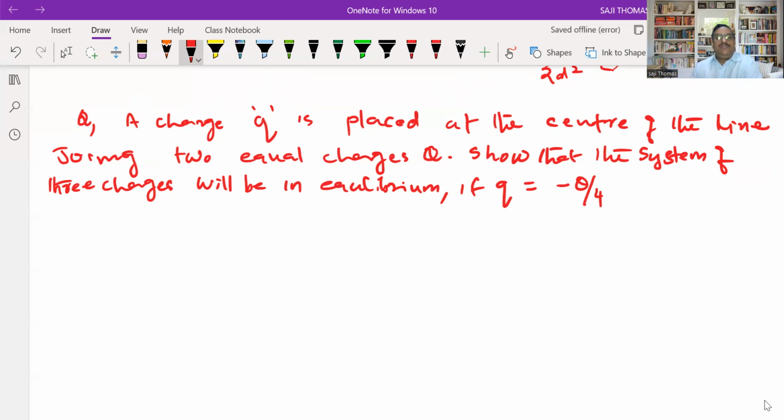So what you have to do first is draw the diagram. Capital Q, one charge, and another charge is capital Q. So these are a system of two equal charges. Now you are placing another charge at the center. Say the distance between these two charges is given. Place a small charge q at the center.